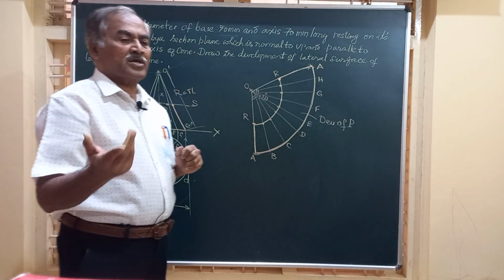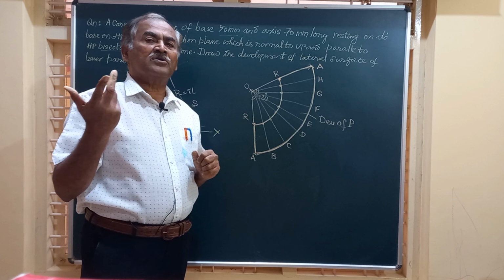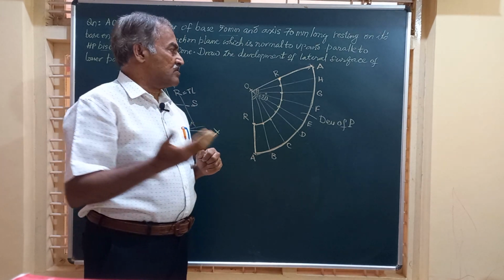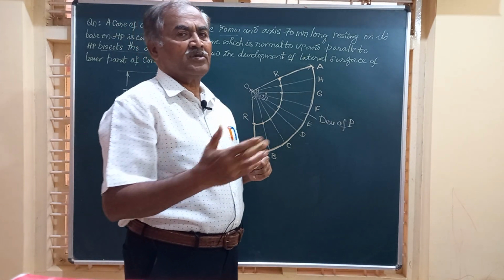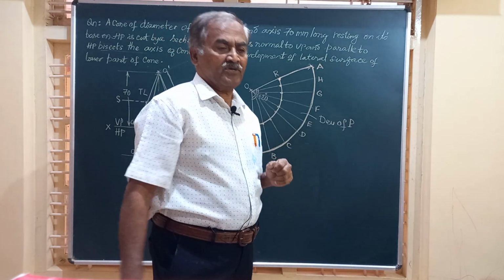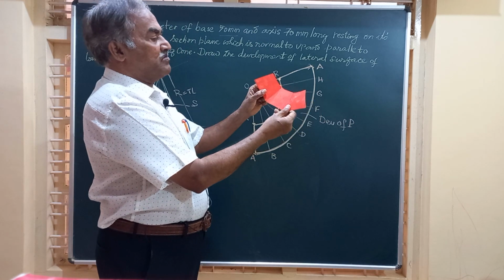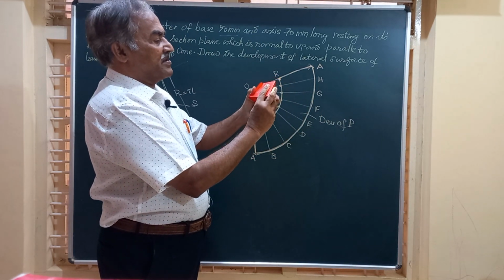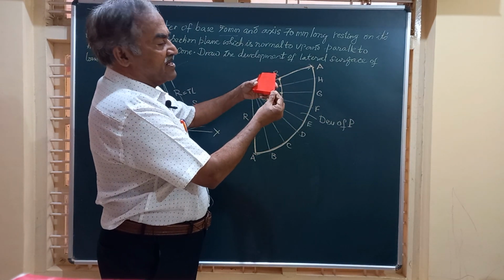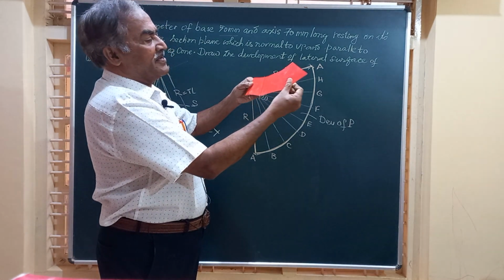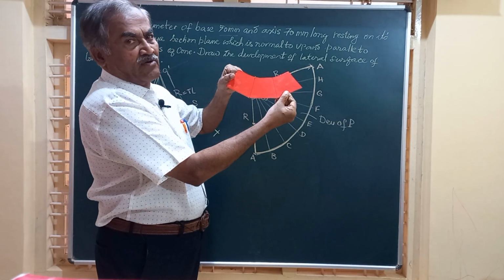Similar to the frustum of cones, in pyramids also you will have edges parallel to each other. So this is for the frustum of a triangular pyramid. If you have a pyramid cut by a horizontal section plane, you are going to get the development like this.